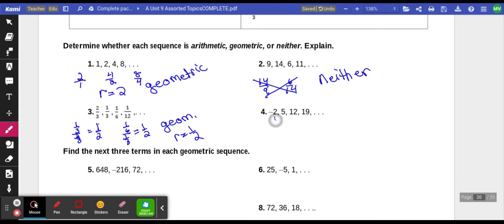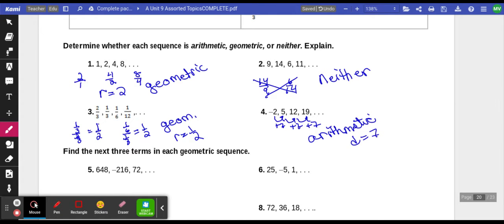Number 4, to go from negative 2 to 5, I add 7. 5 to 12, I add 7. 12 to 19, I add 7. So that is arithmetic, and D equals 7.